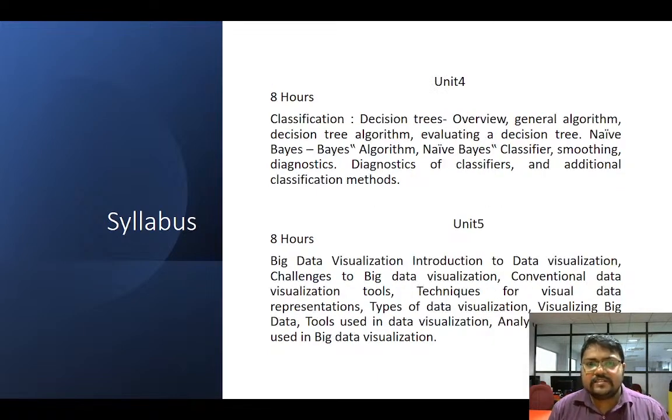The fourth unit is dedicated to classification techniques. Here we take you through decision trees, an overview of decision trees, the general algorithm, then the naive Bayes classification algorithm, smoothing of the algorithms, how we can smooth the data sets, and then diagnostics and additional classification methods.